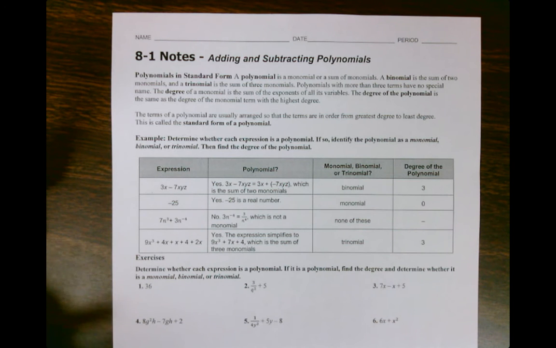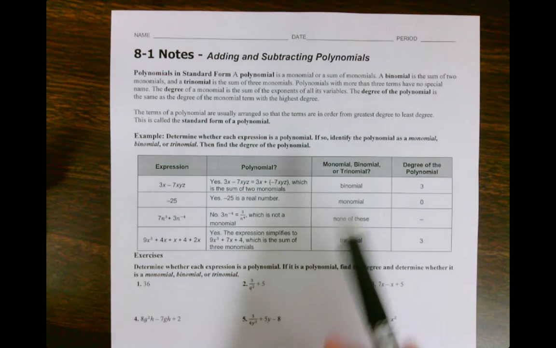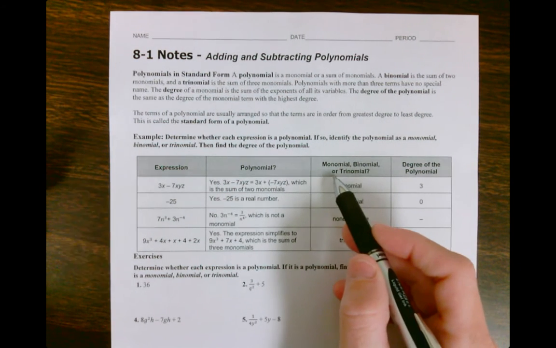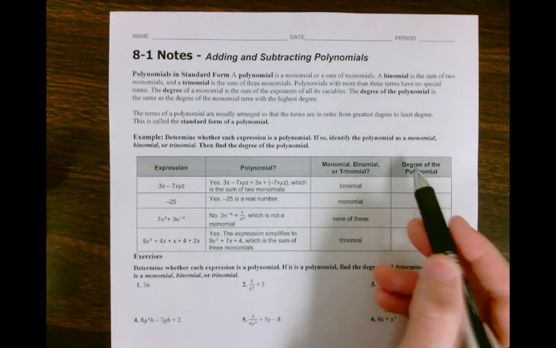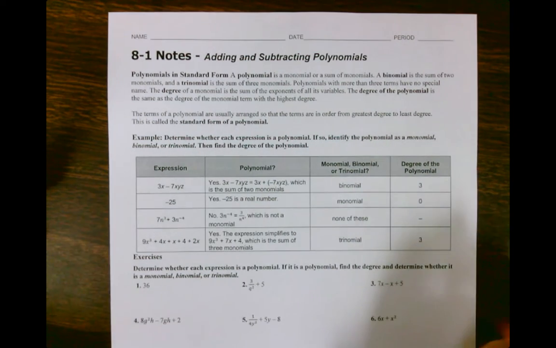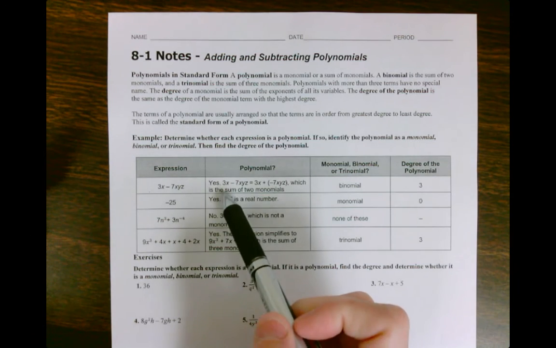I'm going to go through this table up here. It's going to give us an expression, and we're going to talk about polynomials, if it's a polynomial or not, and then get more specific. Is it a monomial, binomial, trinomial, and then the degree of the polynomial. So my first expression here is 3x minus 7xyz. Yes, it's a polynomial.